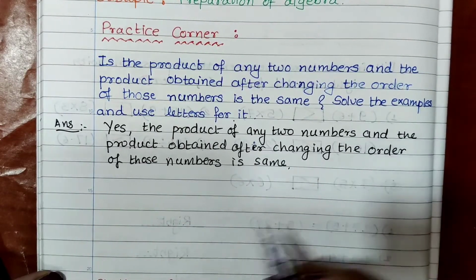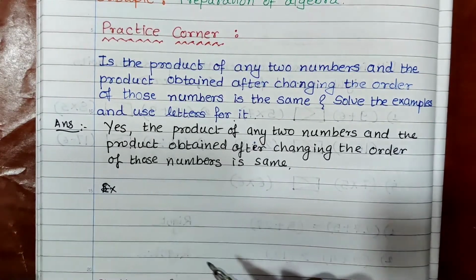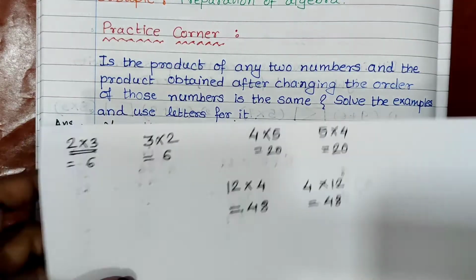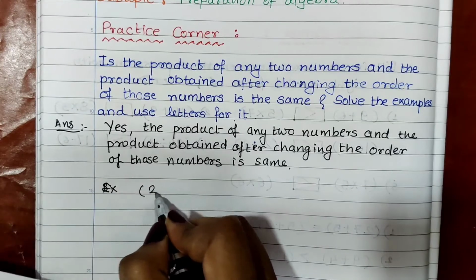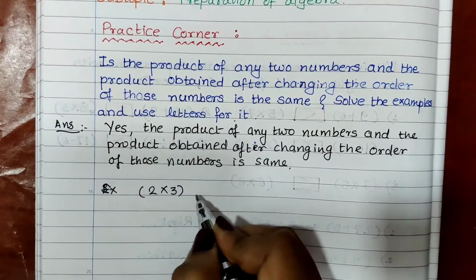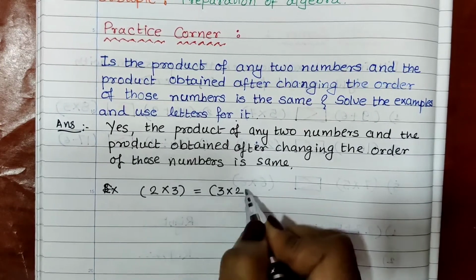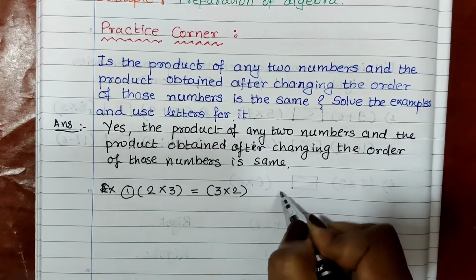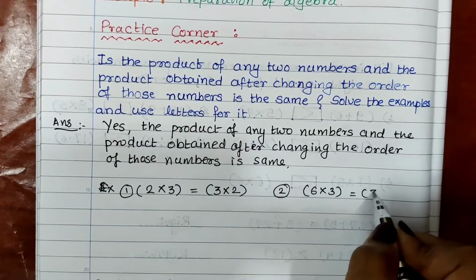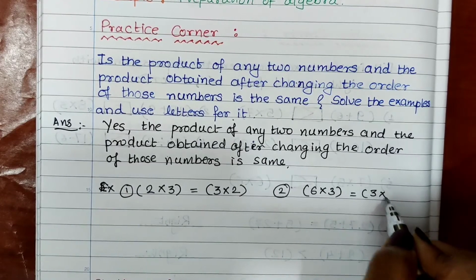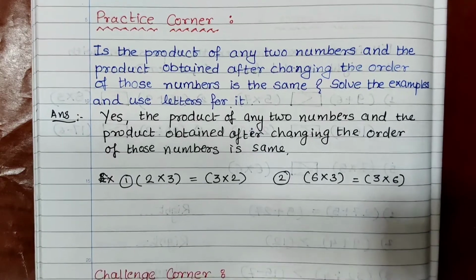We have to solve example. So we will be writing example. For example, just now I have shown you these examples. 2 into 3 is 6 also, and 3 into 2 is also 6. So I can write here, for example, 2 into 3 is equal to 3 into 2. Okay. One more example, if you want, you can write 6 into 3 is equal to 3 into 6, because 6 3s is also 18 and 3 6 is also 18. So you can write any 2-3 examples.